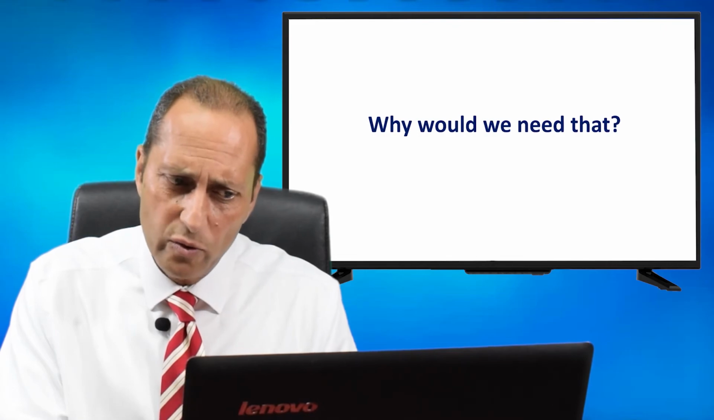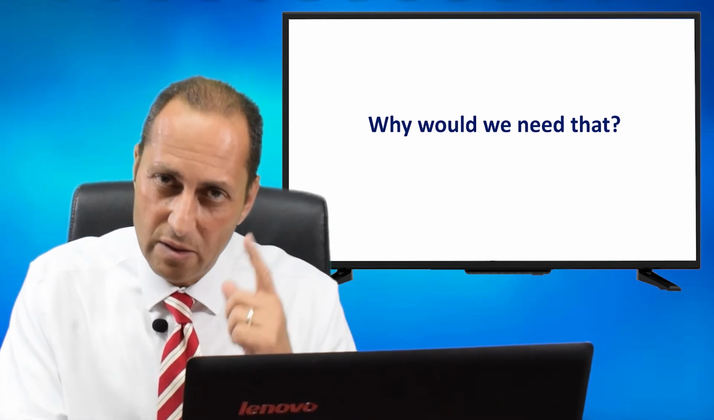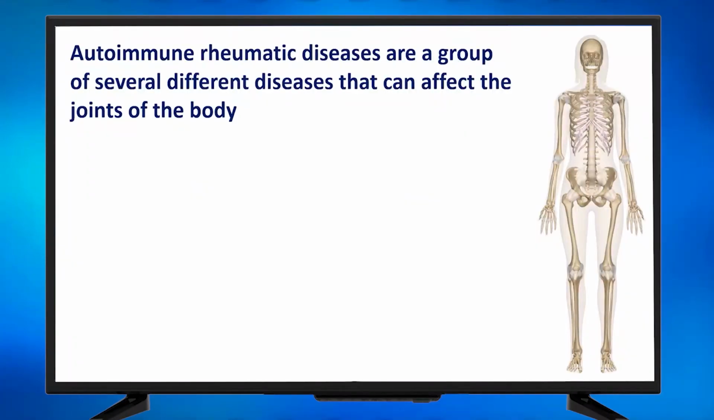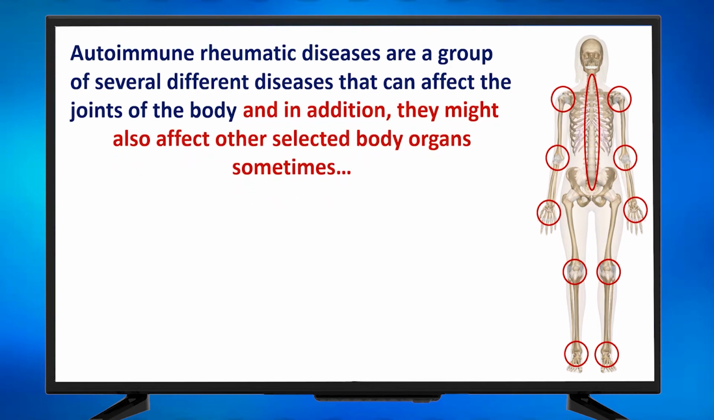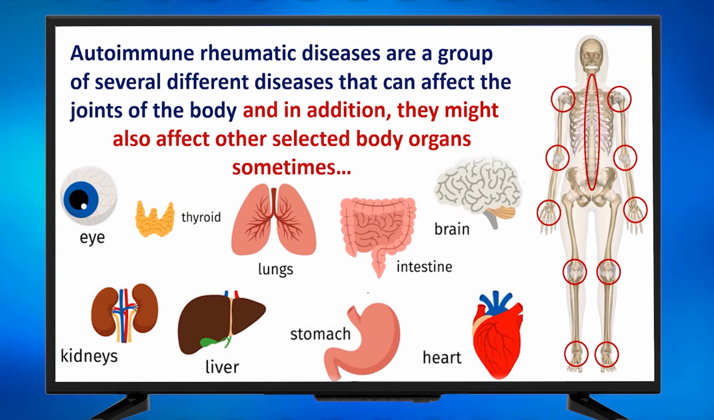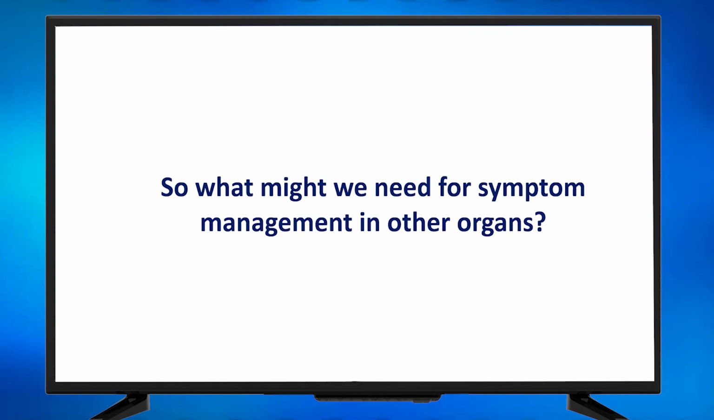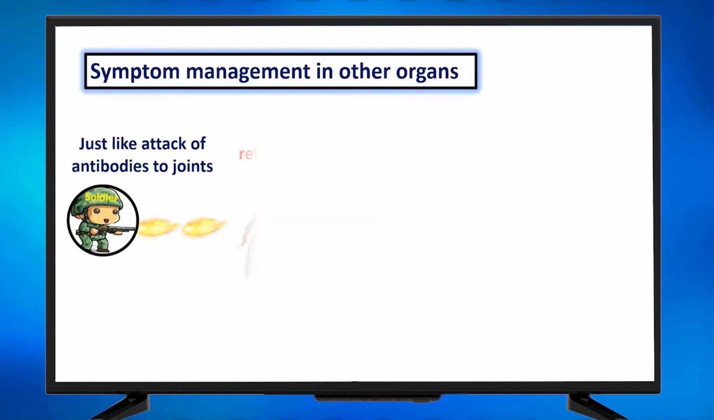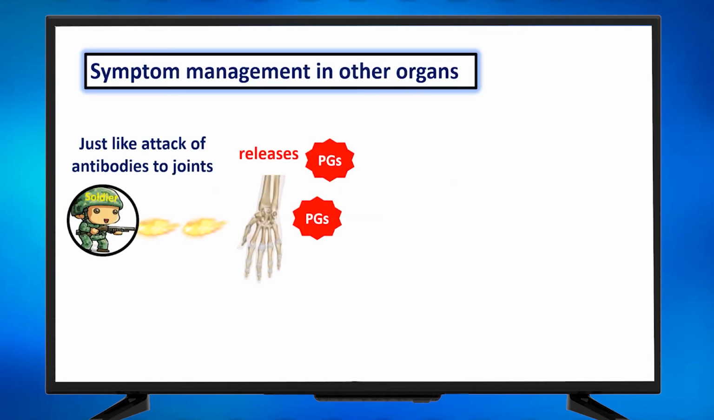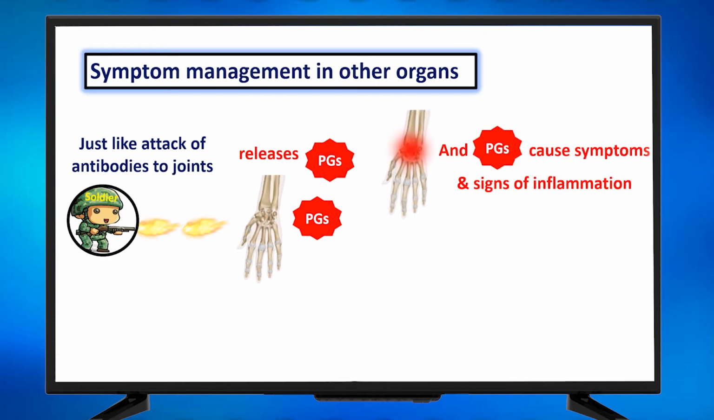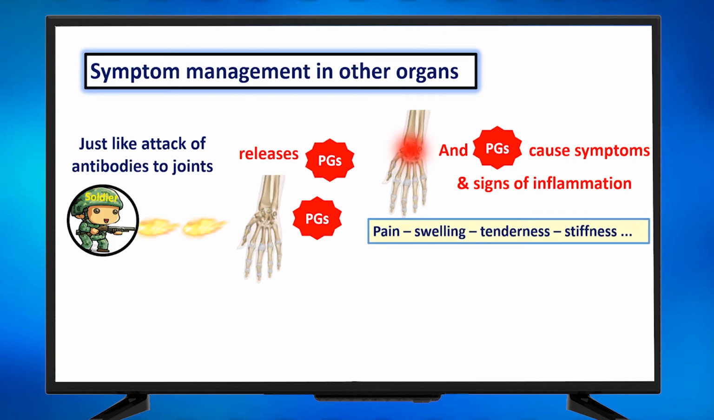Remember the definition of autoimmune rheumatic disease at the start of the series in the first video? Autoimmune rheumatic diseases are a group of several different diseases that can affect the joints of the body, and in addition, they might also affect other selected body organs sometimes. Eye, thyroid, lung, brain, intestine, heart, stomach, liver, kidney. So, what might we need for symptom management in other organs? Just like the attack of antibodies to joints releases prostaglandins, and prostaglandins cause symptoms and signs of inflammation, pain, swelling, tenderness, stiffness, and so on.